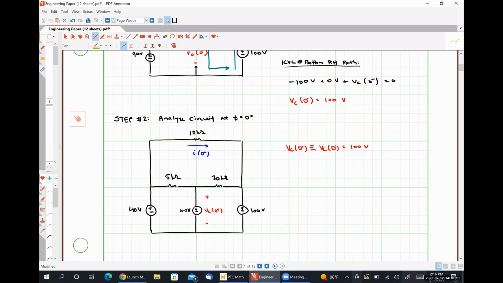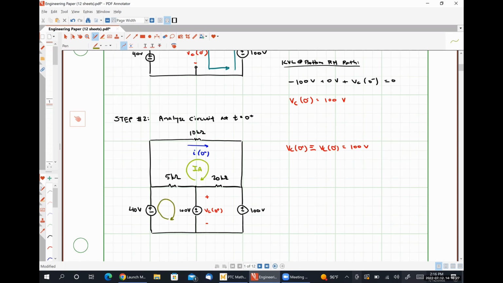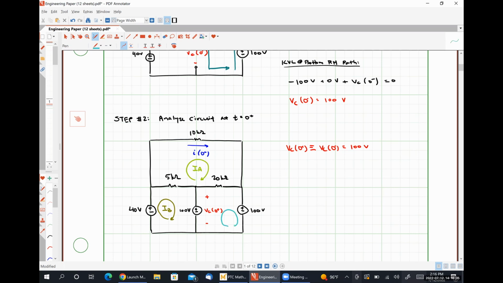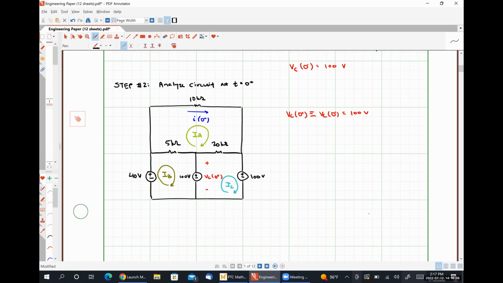So here's our mesh current IA. Here's our mesh current IB. Here's our mesh current IC. We don't have any dependent sources, so we don't have a controlling variable relationship to write. We don't have any current sources, so we don't have any current relationships to write. So we can just go ahead and get working on our Kirchhoff's voltage law loops.